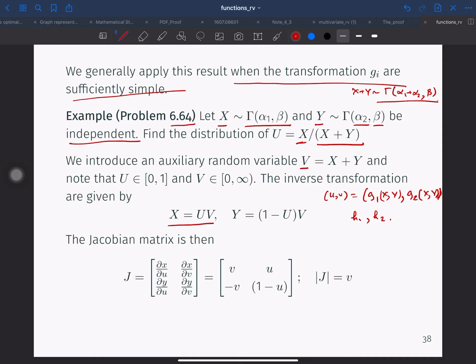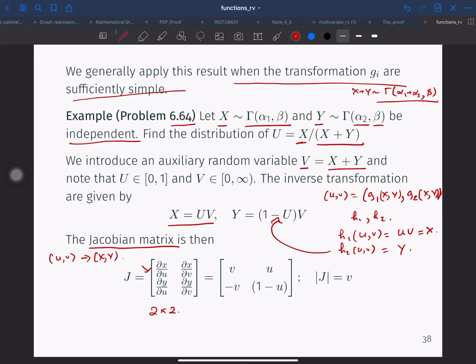The inverse function turns out to be given simply as follows. If I define V equal to X plus Y, then h1 of (U, V) is just going to be U times V, which is equal to X. And then h2 of (U, V) would be equal to (1 minus U) times V, which is equal to Y. That is the inverse transformation, and you can check that it is indeed a transformation from (U, V) back to (X, Y).